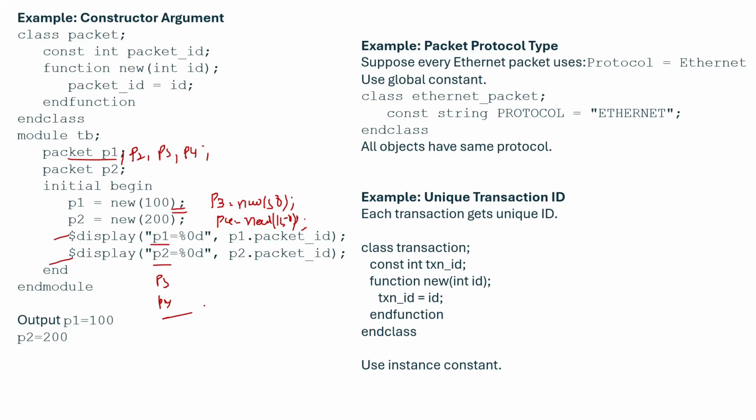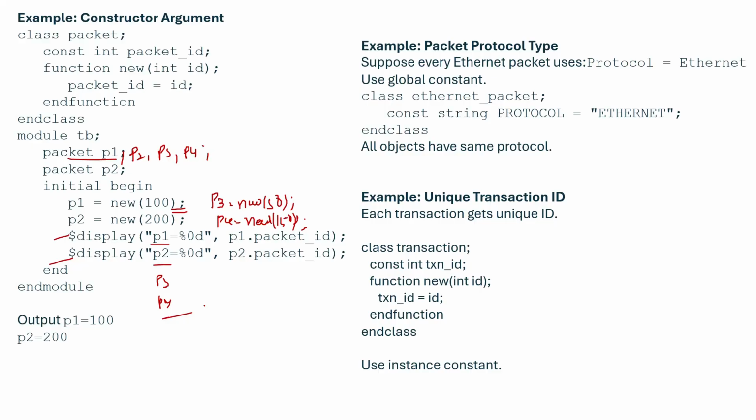In the same way, a protocol example, class Ethernet packet. Considering strings, not only variables, you can also maintain constant strings. Constant string protocol equals Ethernet. That means your variable name is protocol. What is your string value? Ethernet. Some Ethernet protocol I am utilizing. That will be assigned in your TB. You can call it through the handle of your class member and then you can display it.